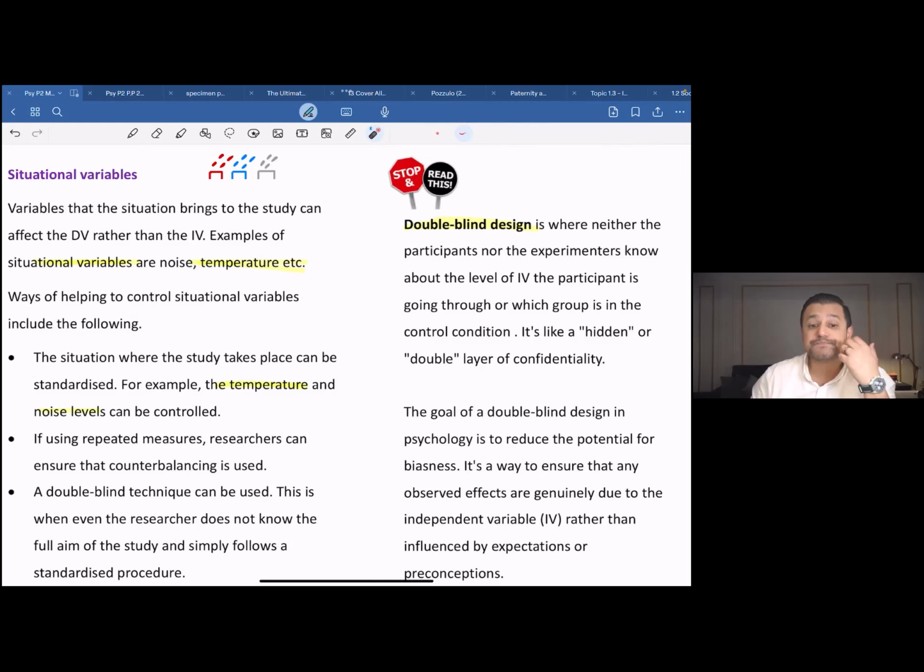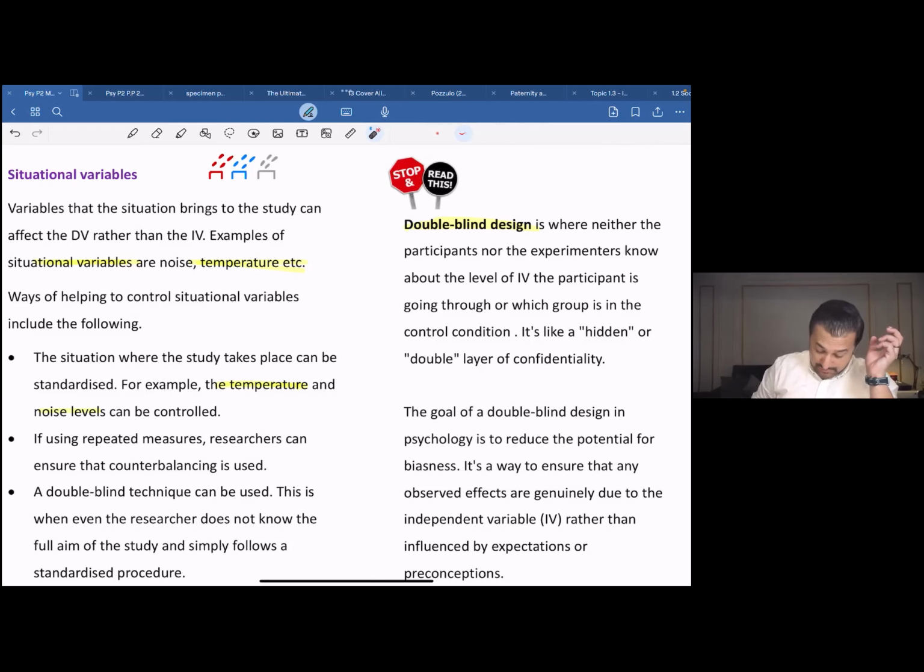Alternatively, you could counterbalance. Now, what is counterbalancing? If you know a particular group is being affected, you make the other group go through it as well. So whatever the effect is, it is counterbalanced, it is balanced out.